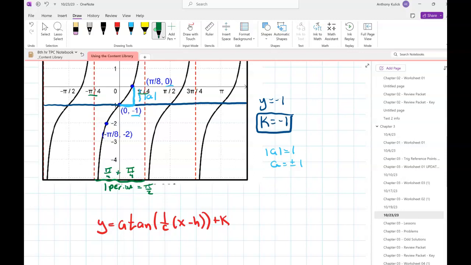And I know that 1 period for tangent is found by what formula? Pi times the absolute value of c. So what does c in this case have to be? One half, right? Everybody's okay? And we always choose the c to be positive.